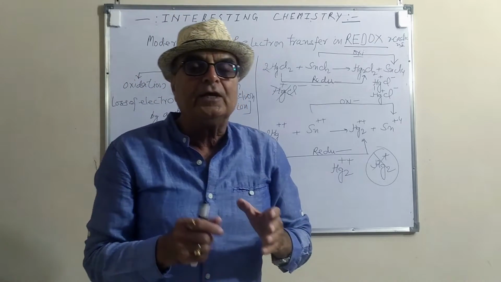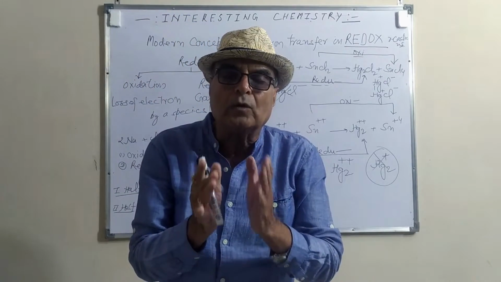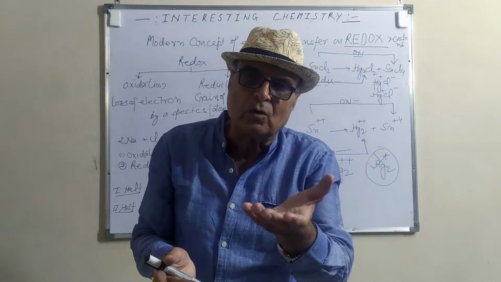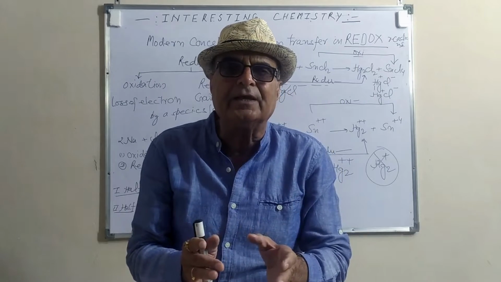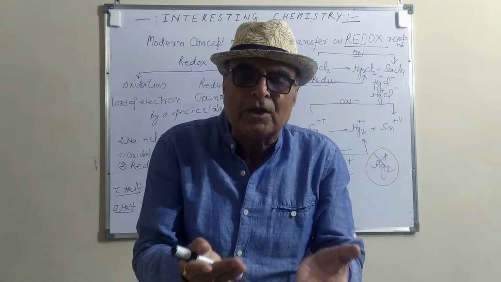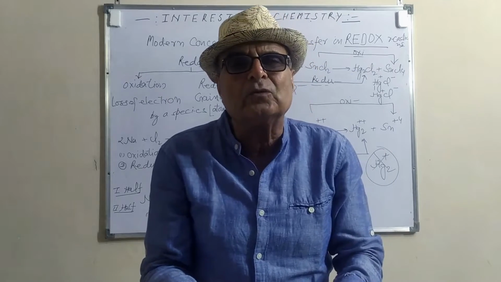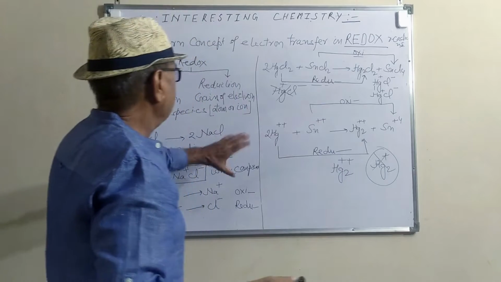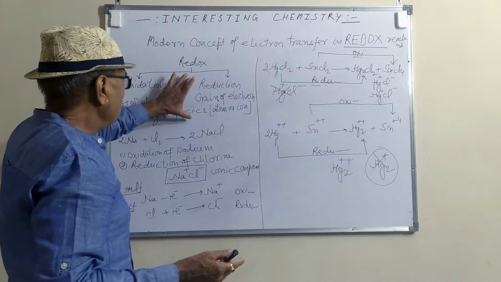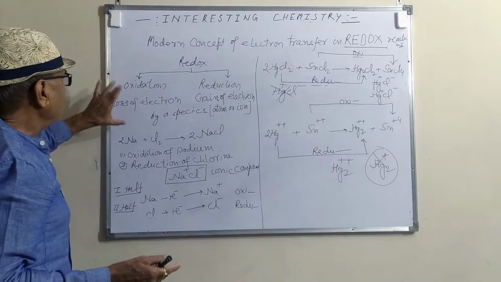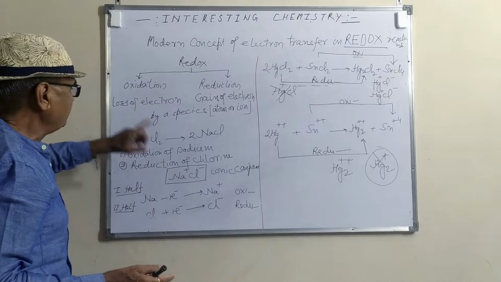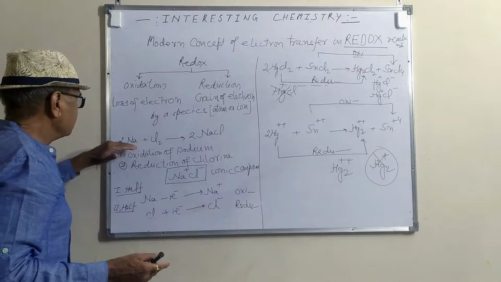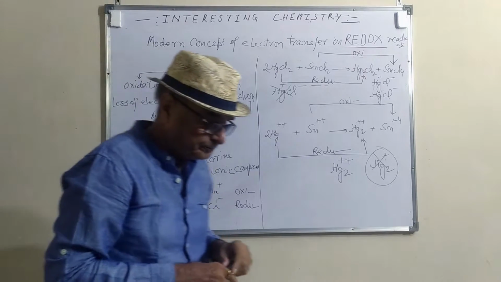If any atom or ion loses electrons, it means it is oxidation. If any ion or any atom gains electrons, that is a reduction. So to explain all this loss of electrons and gain of electrons, take the example 2Na + Cl2 gives 2NaCl.